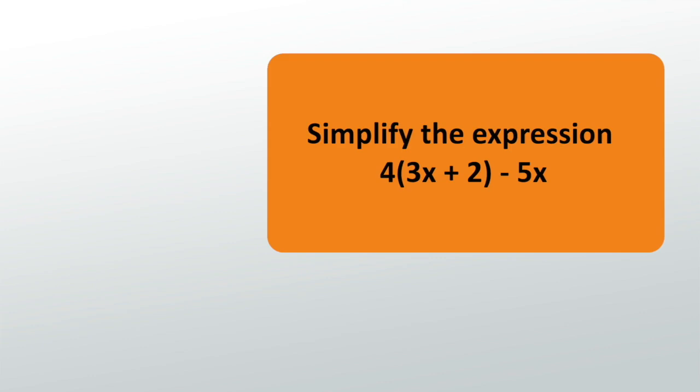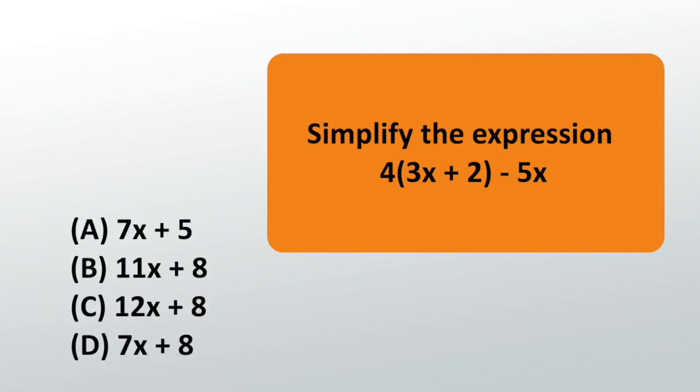Question 4. Simplify the expression 4 times 3x plus 2 minus 5x. A, 7x plus 5. B, 11x plus 8. C, 12x plus 8. Or D, 7x plus 8.